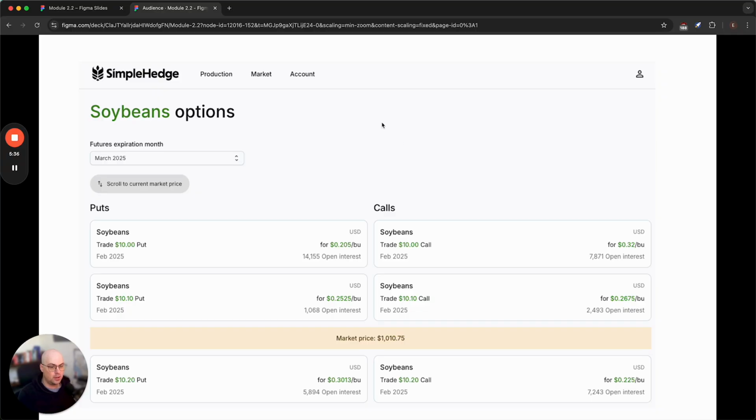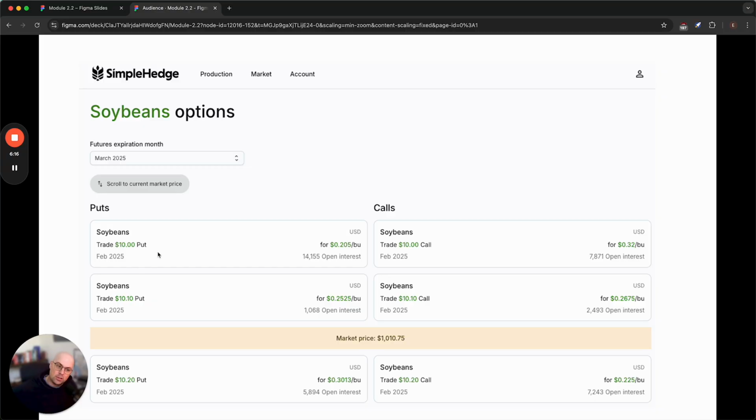All right, so let's look at an example here on the SimpleHedge web portal. You can see clearly here we have puts, we have calls, different types of options, and this is the futures expiration month. As I mentioned earlier, all options are based on the underlying. In this example, soybean March futures are the underlying. And you can see that the soybean March futures are currently trading at 1010.75 when I pulled this screenshot. And here's an example of a put.